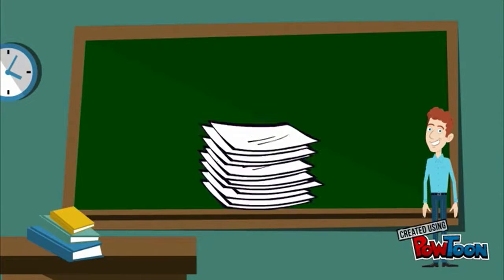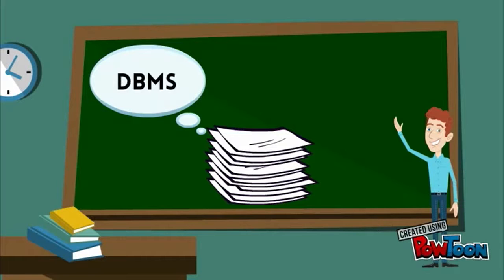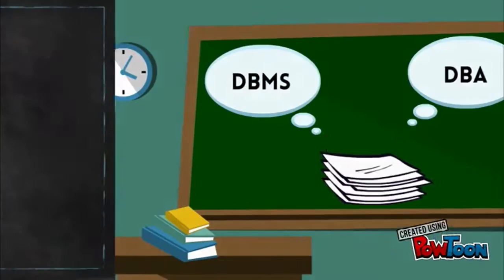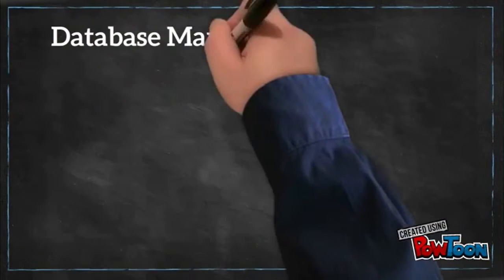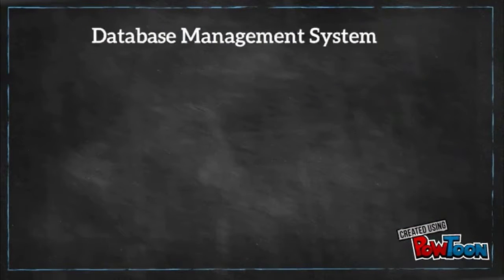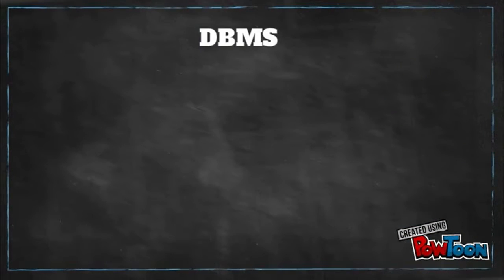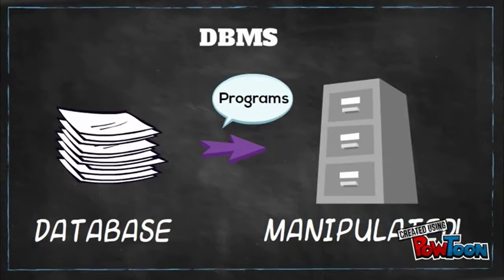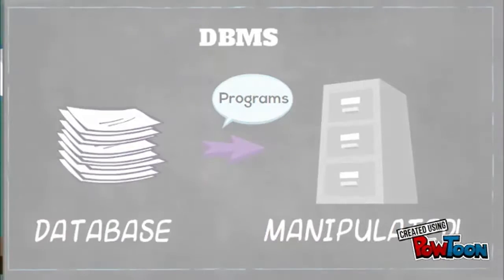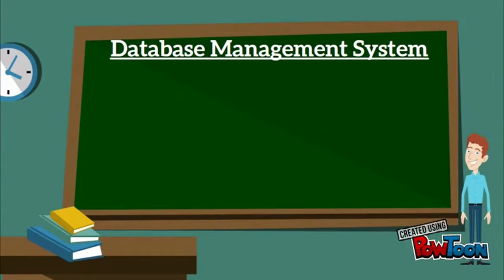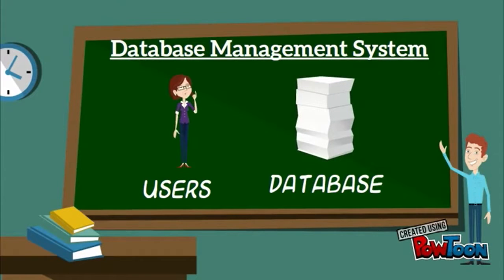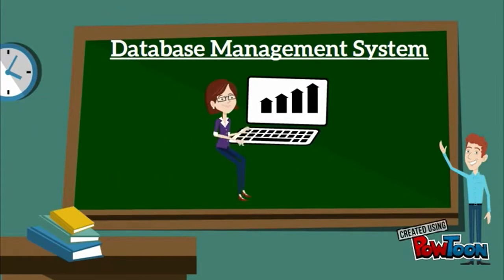We are going to learn about two things. What is DBMS and what is DBA? Database Management System, which we also call DBMS, is a group of programs that manipulate the database. A DBMS provides an interface between users and the database to ensure that data is consistently organized and remains easy to access.